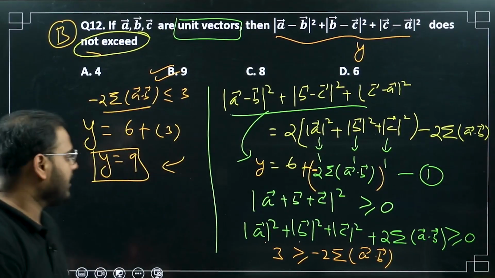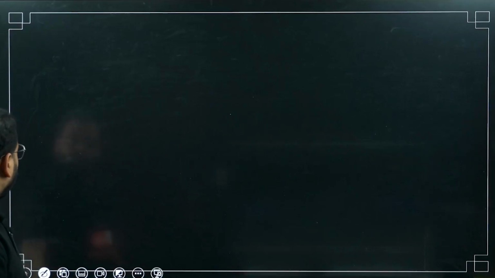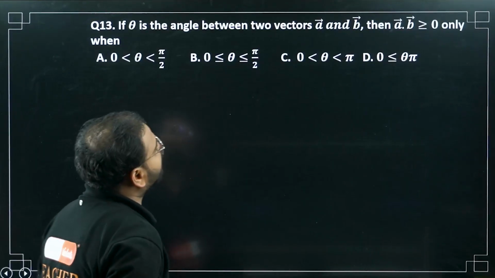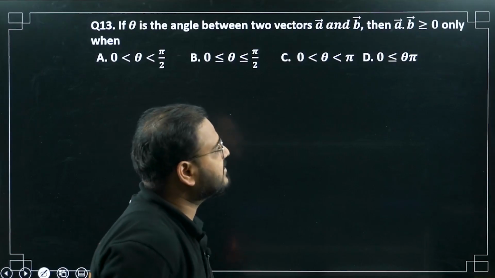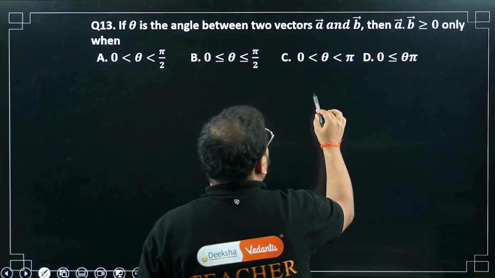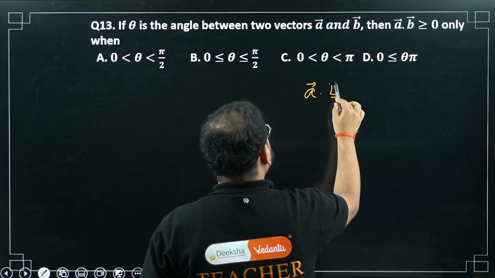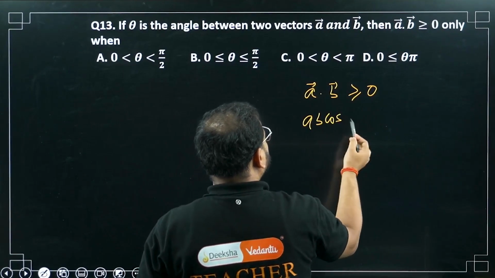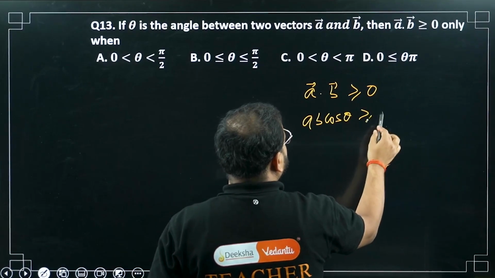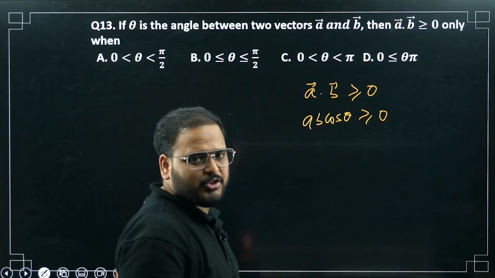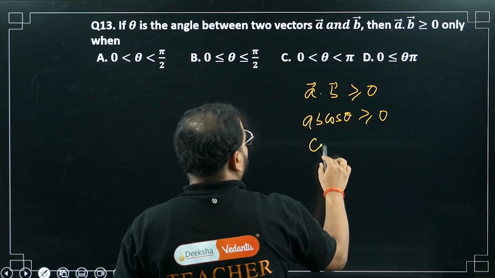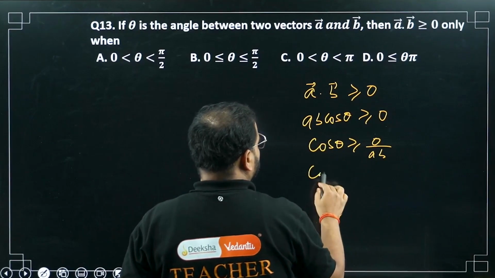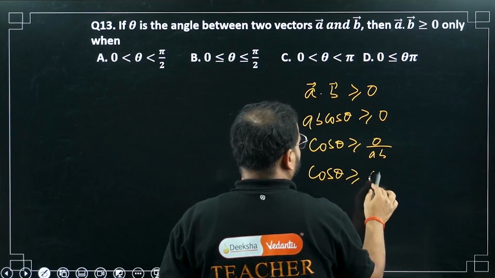Okay, great. Moving on to question number 13. They're saying theta is the angle between two vectors A and B, and A dot B is greater than 0. Simple, sir. What is A dot B? AB cos theta, greater than 0. A and B are positive, their magnitudes, so what I'm getting is cos theta is greater than 0 upon AB. Simply cos theta greater than or equal to 0.